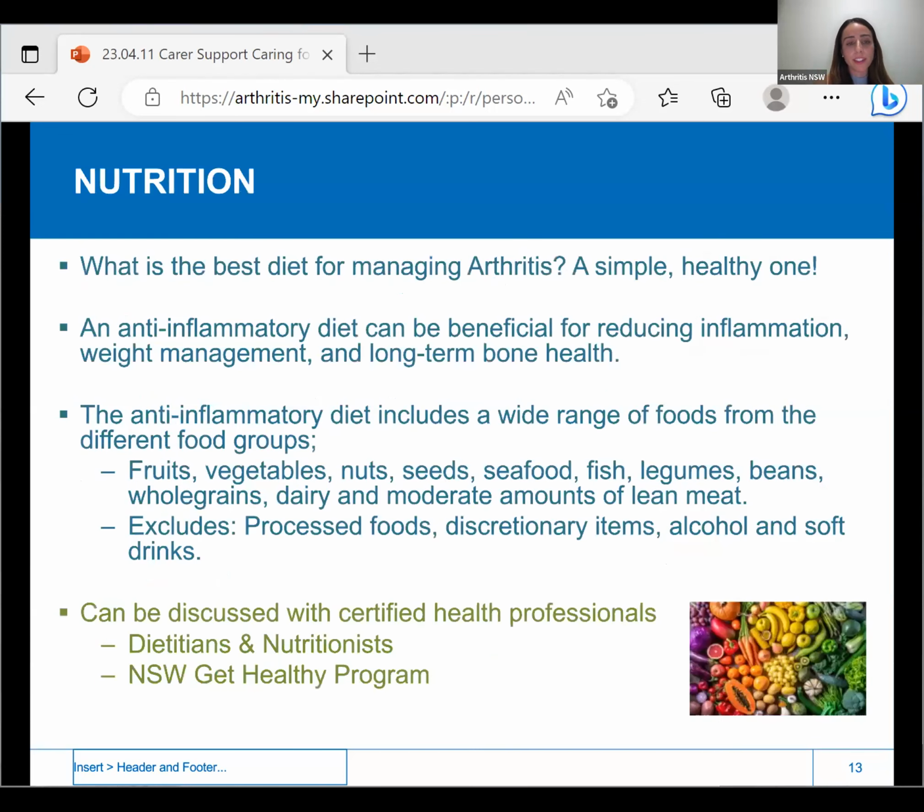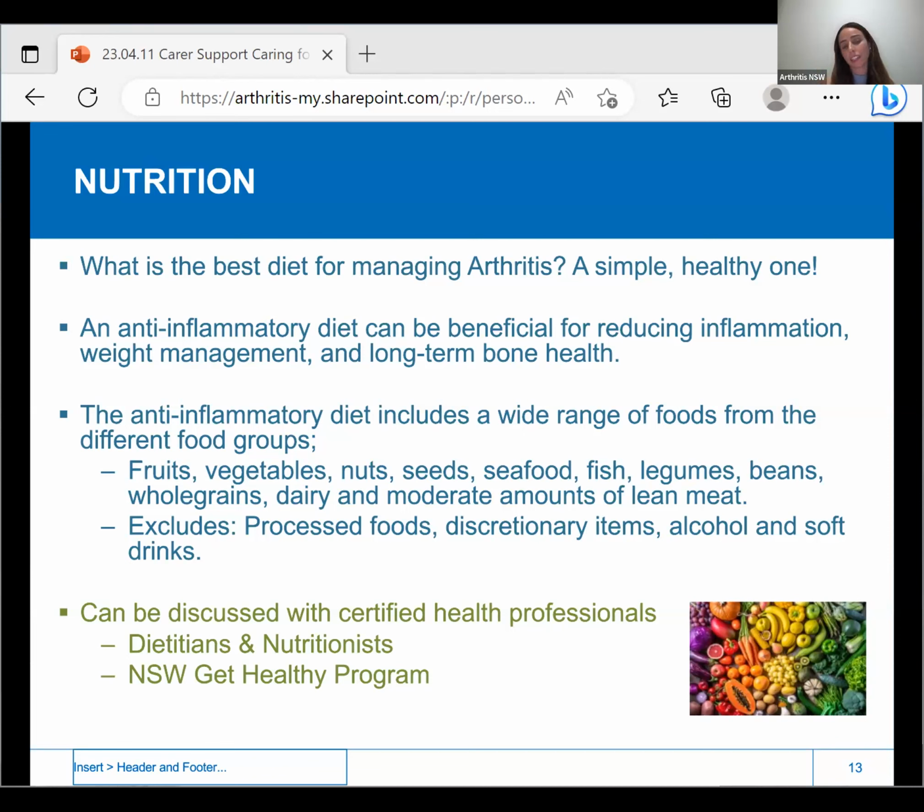In terms of the best diet for managing arthritis, it is a common question that comes through, and the best response I usually give is a simple, healthy one. Some types of arthritis are inflammatory, and sometimes the pain cycle that is associated with arthritis is exacerbated or worsened by inflammation. So inflammation can be influenced by a lot of different things in the body, but it can be worsened by things like excess weight, processed foods in the diet, high intakes of sugar, saturated fats, alcohol.